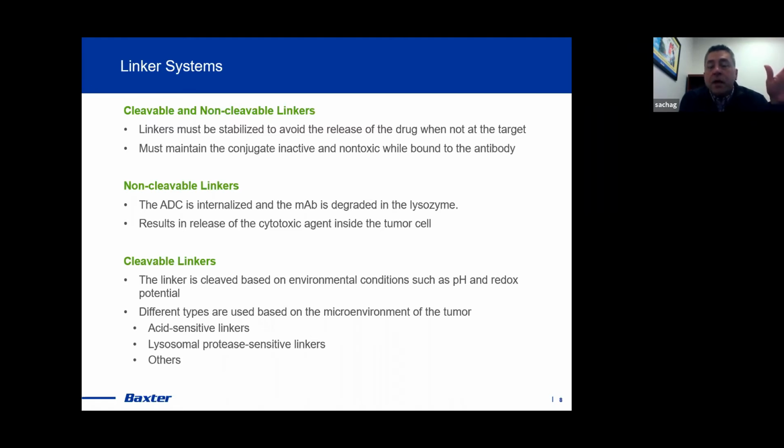Non-cleavable linkers, these ADCs, are internalized into the cell where that antibody is then degraded, and that's what releases the warhead. Cleavable linkers, these linkers will cleave depending on certain environmental conditions. What's the pH? Perhaps a redox potential. They could be acid sensitive or be sensitive to lysosomal proteases, which will cleave that linker once it reaches its desired location.